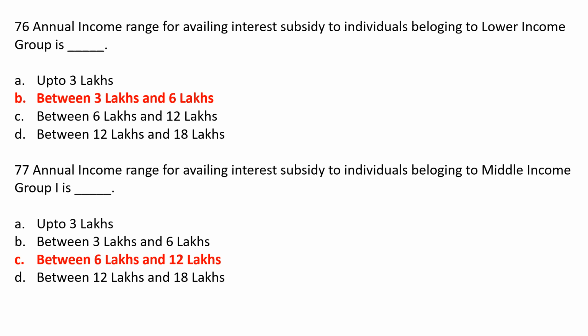Next question. Annual income range for availing interest subsidy to an individual belonging to the middle income group is: option A, up to 3 lakhs; option B, between 3 lakhs and 6 lakhs; option C, between 6 lakhs and 12 lakhs; option D, between 12 lakhs and 18 lakhs. The correct answer is option C, between 6 lakhs and 12 lakhs. So the annual income range for availing interest subsidy to an individual belonging to the middle income group is between 6 lakhs and 12 lakhs.